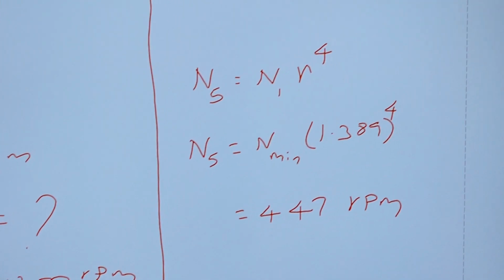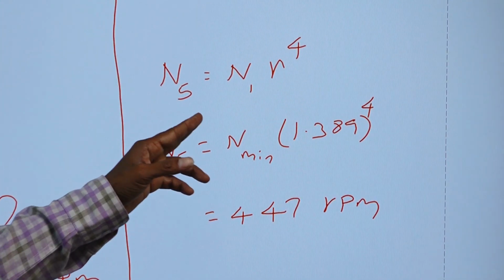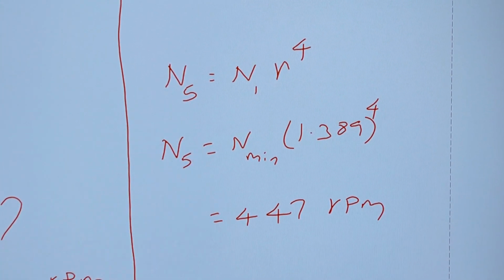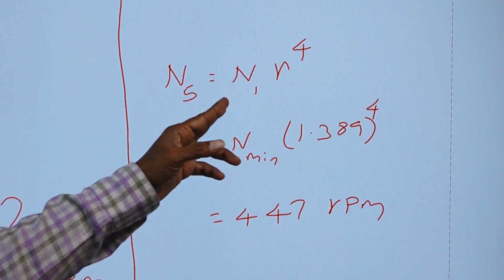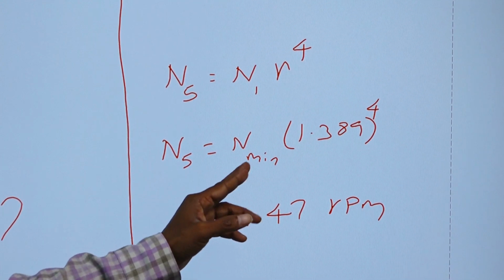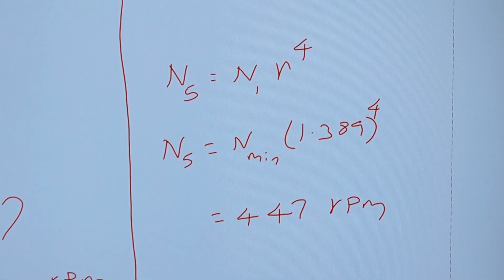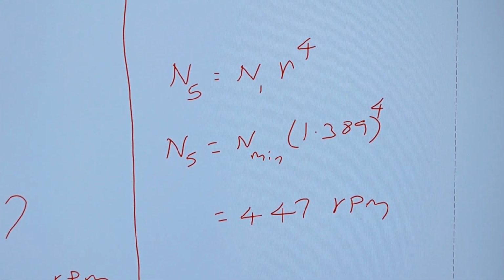They are asking for the 5th speed. Therefore, N5 equal to N1 R to the power of 4, because n minus 1, 5 minus 1 is 4. N1 is nothing but N minimum. We are substituting the N minimum and remaining values. We can get the 5th speed as 447 RPM.